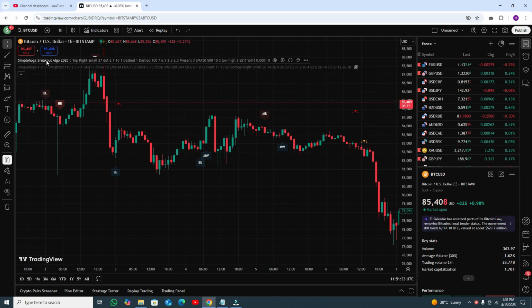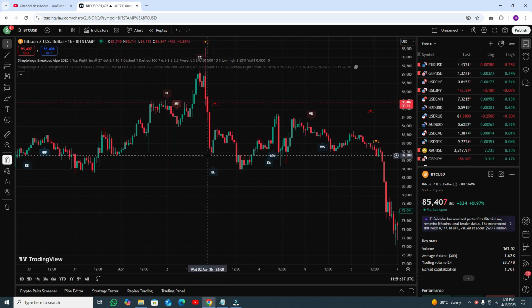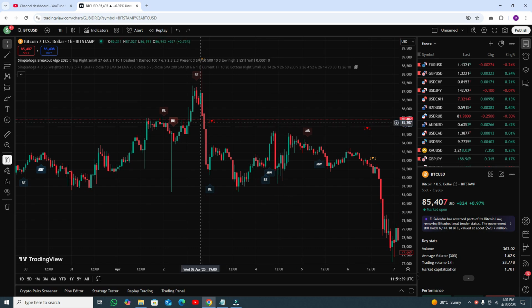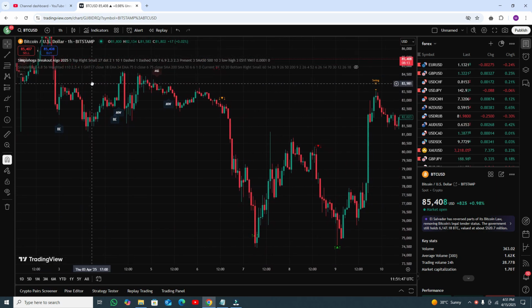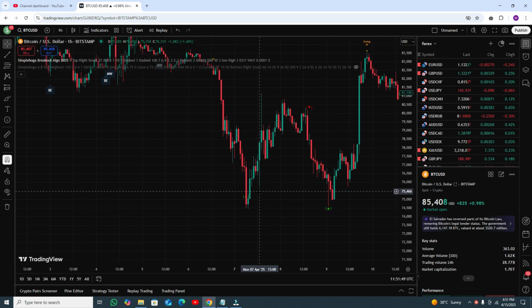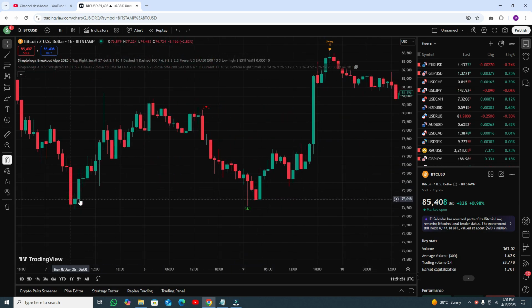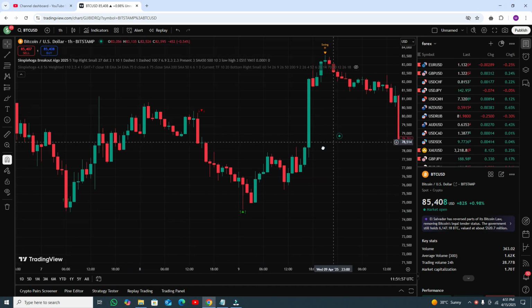This is Simple Hoga Breakout Algo 2025 and it will give you the exact entries. Let me show you. In this candle you got the sell breakout signal and you can see the market going downside. At that point, here you can see clearly visible, these two signals are breakout buy signals, and you can see the market still going upside.